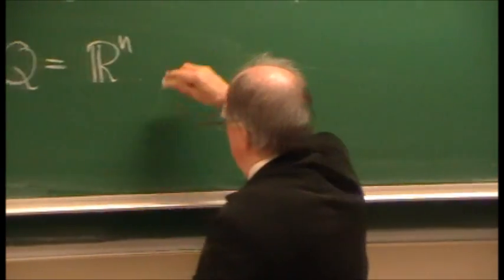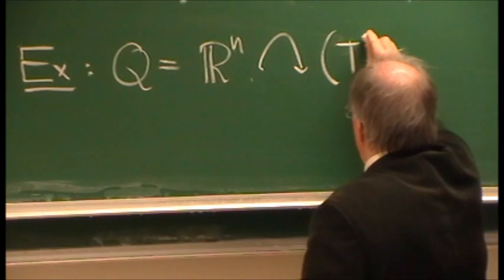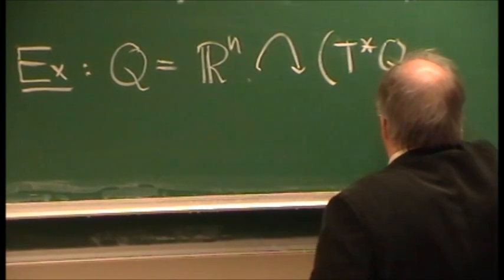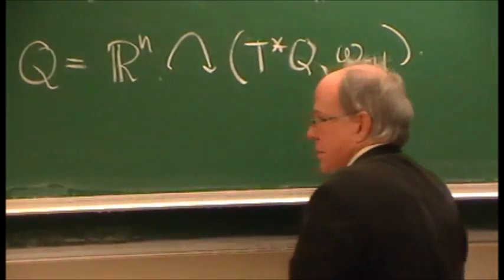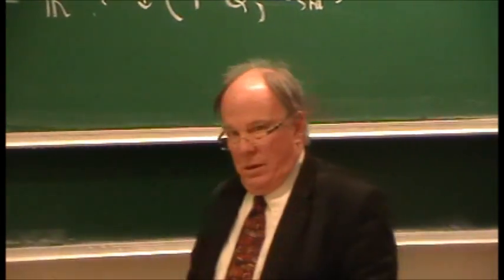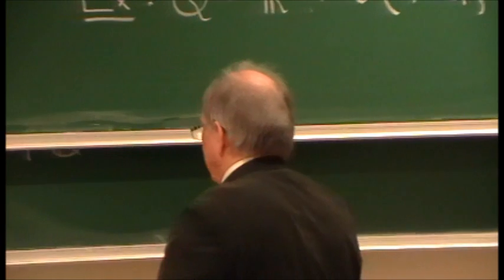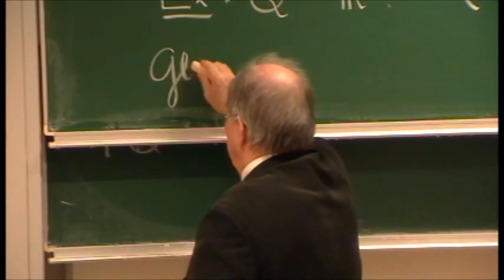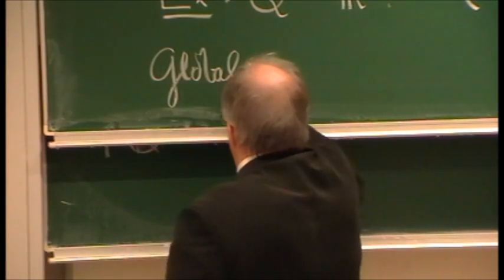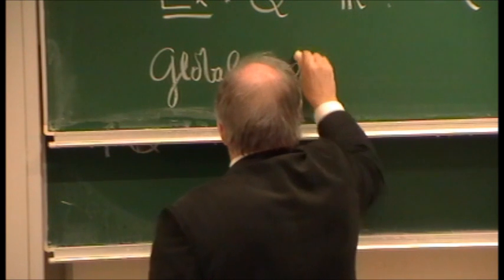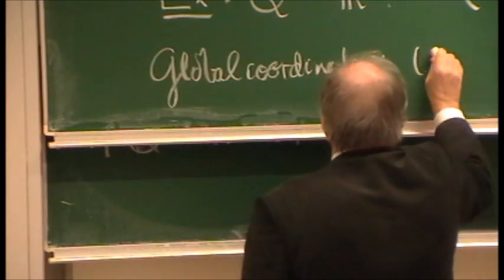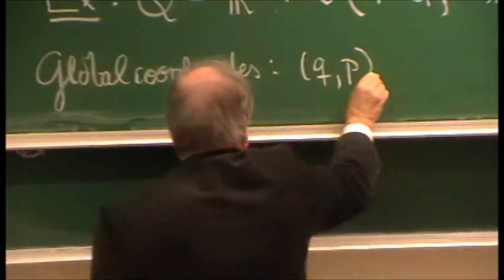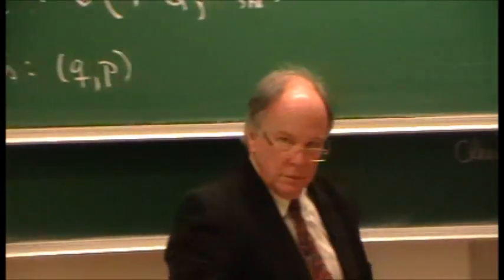We go to the cotangent bundle of R^n, of Q, with the standard symplectic form. The cotangent bundle of R^n has global coordinates, global canonical coordinates, q, p.